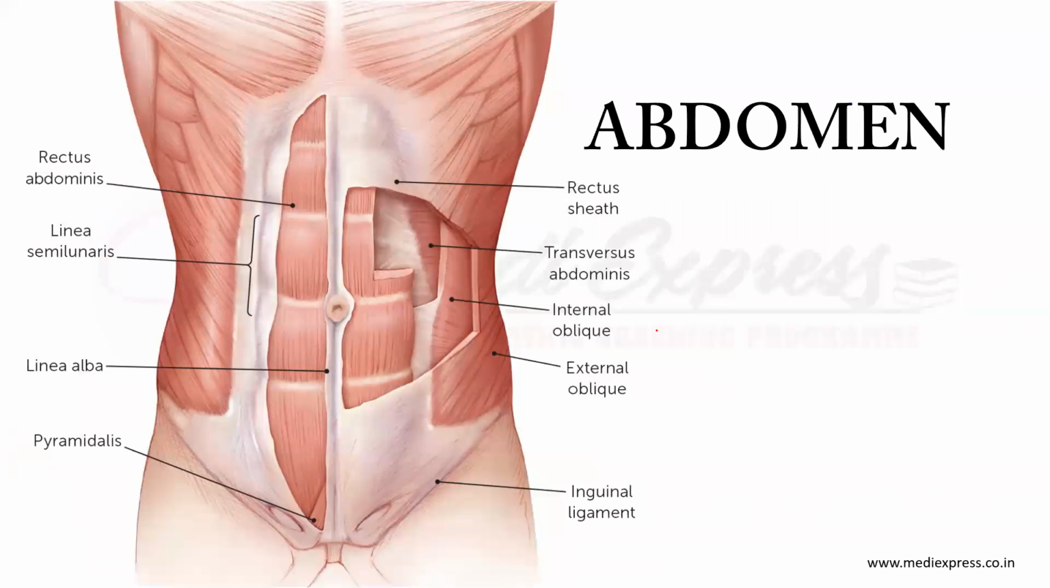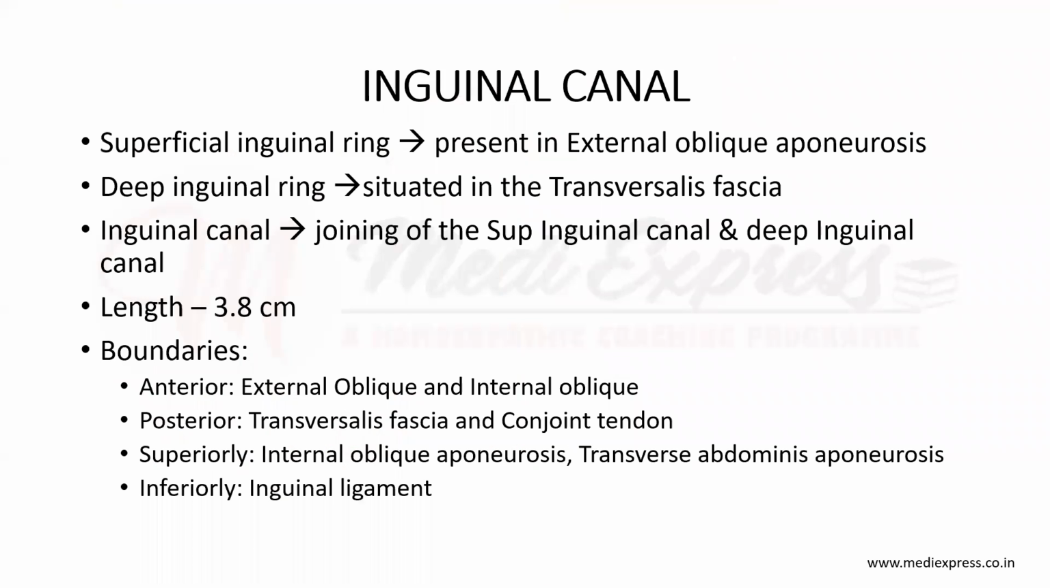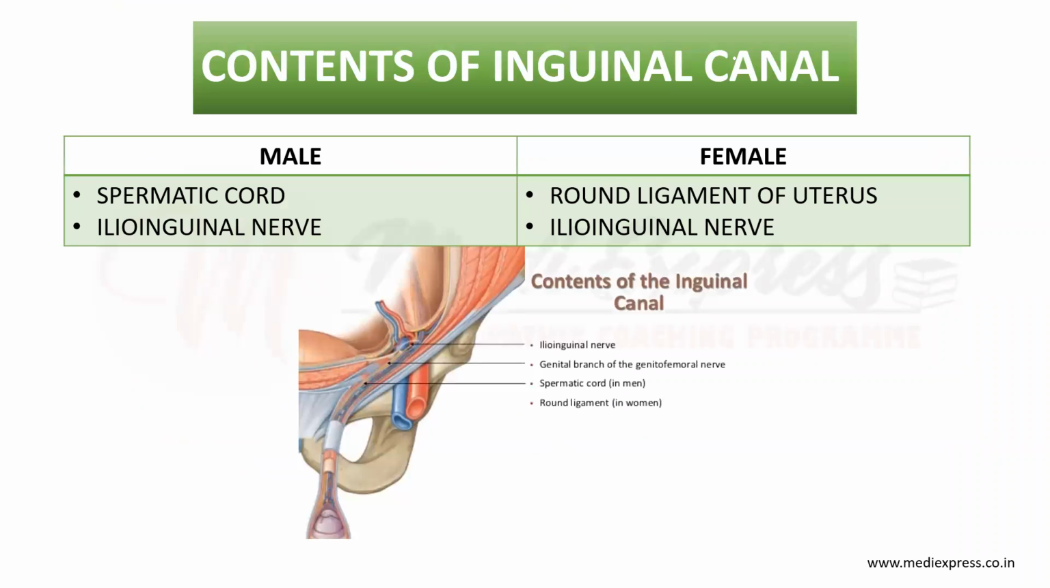Now the next one is about the abdomen. I hope the thorax was clear. Now coming to the abdomen. We'll deal with only the important ones in the abdomen. So the first topic is the inguinal canal. You can see your picture. This is a picture of the inguinal canal.